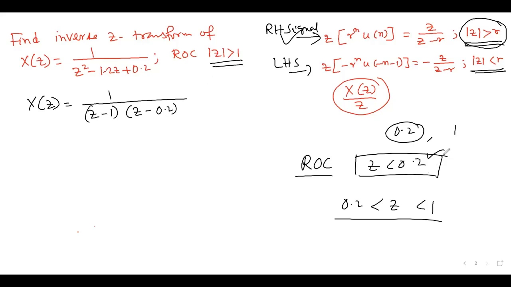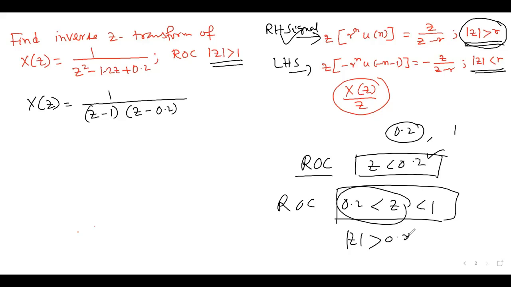Now if it is given z less than 0.2, that means both are less than 0.2, so both will be considered the left hand signal. Now if the ROC is given in this form, in that case 0.2 will be considered as a right hand signal because it is satisfying z greater than 0.2. So that means it is a right hand signal satisfying this, and z less than 1, that is z minus 1, will be considered as a negative signal. Do you understand? You will understand if you think a little, it is very easy, child's play.